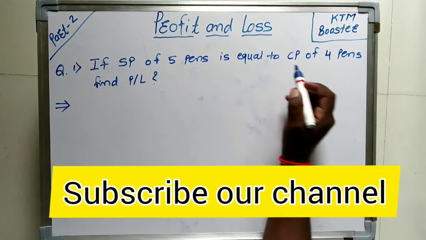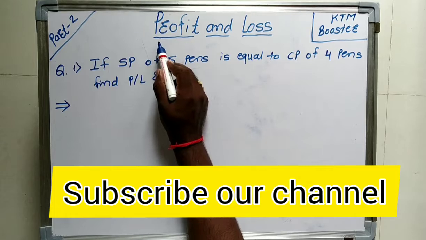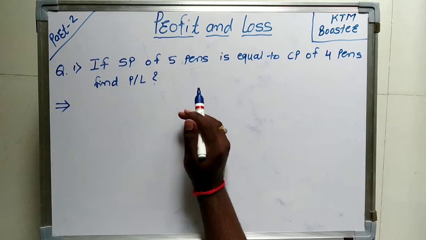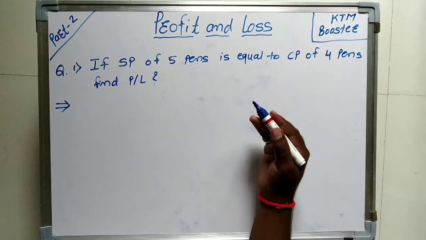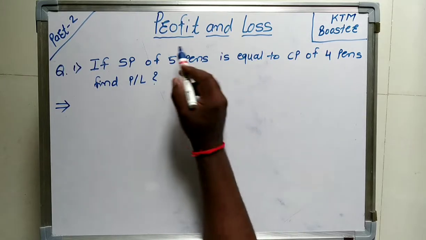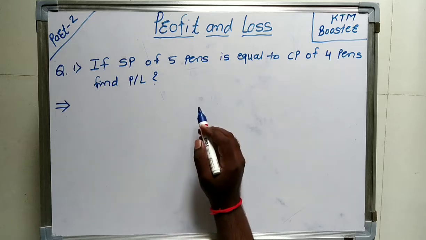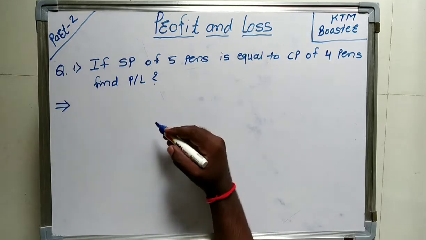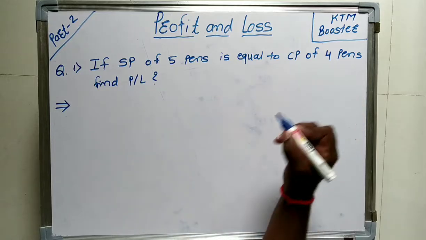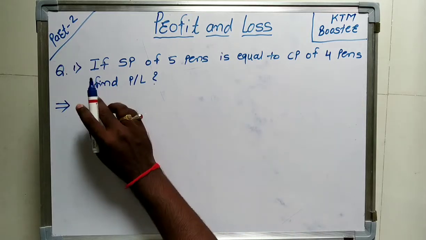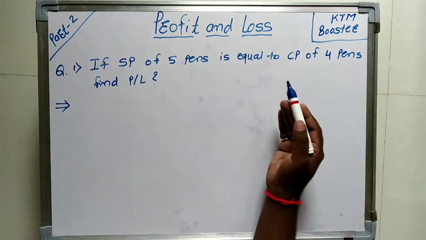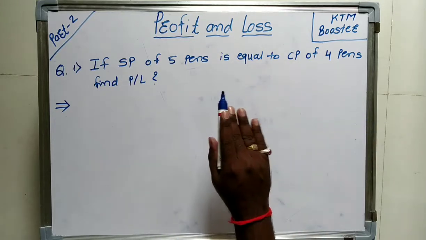I am Krishna Madrewar. We'll discuss today profit and loss part 2. In part 1, we discussed the basic terminologies behind profit and loss, the basic terms, equations and formulas. In this part 2, we are going to discuss a simple way to calculate problems in which the SP of 5 pens is equal to the CP of 4 pens, like that.